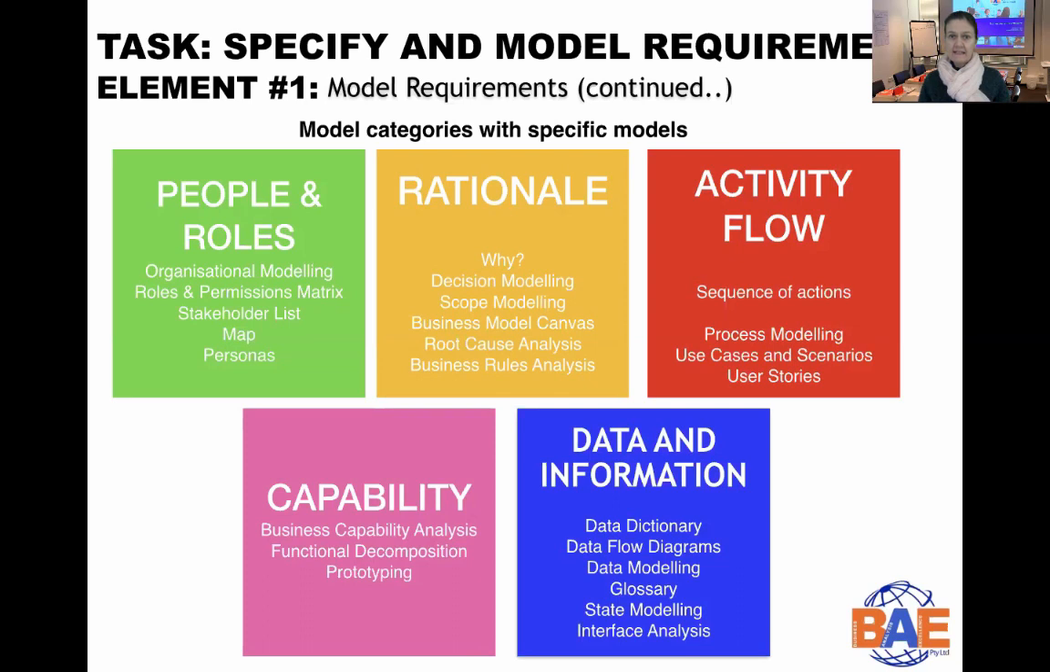and business rules analysis. Then activity flow is one of the categories that a lot of us would use quite frequently within our day-to-day business analysis roles. And this is because we are quite used to sequencing actions or creating a sequence of actions to explain something in terms of requirements. And that typically comes in the format of process modeling or flow charting, as some people tend to call it, use cases and scenarios, and user stories. These are all different ways that you can go and define a sequence of actions.